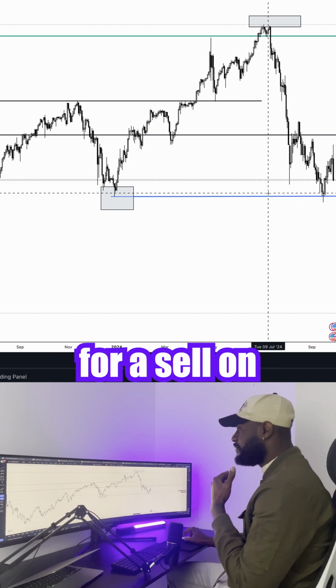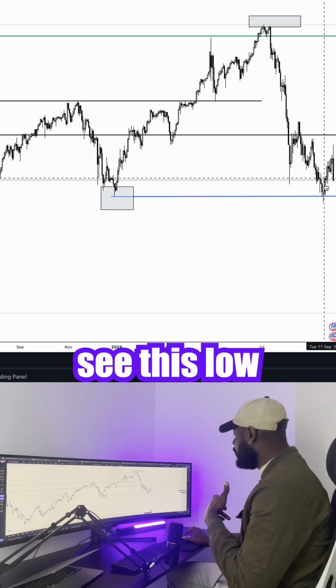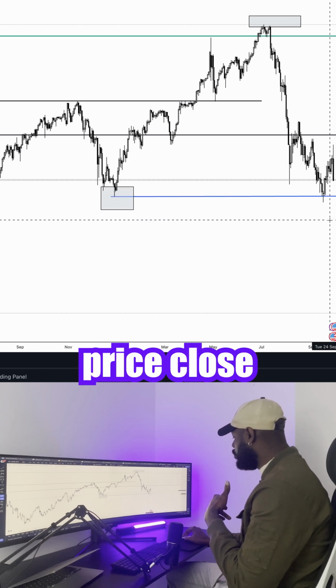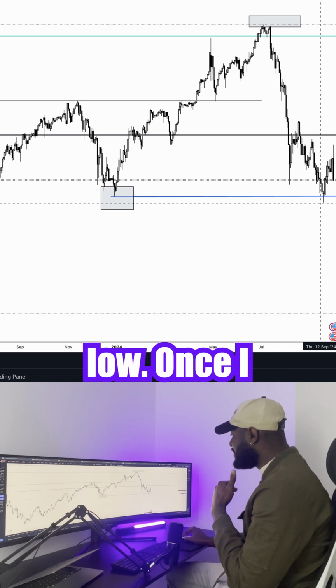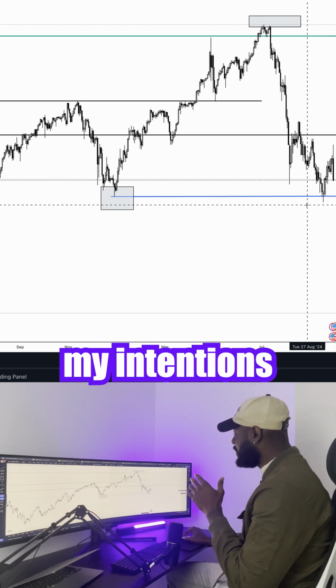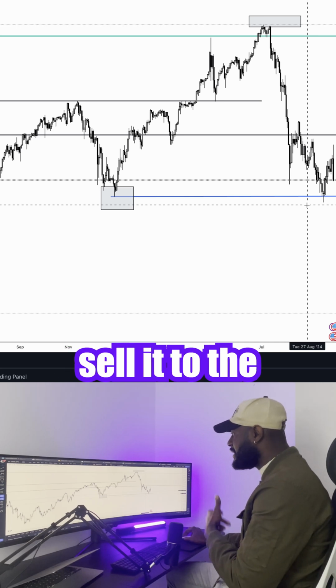But for me to look for a sell on USD JPY, I would love to see this low broken and price close below it. I want to see a candle closure below this low. Once I see that, all my intentions are going to be for this to go to the downside, looking for opportunity to sell it to the downside.